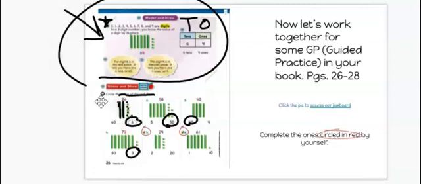The first number was 26. Everybody had to say, how many tens? 2. So what's the value of the 2? 20. How many ones? 6. So what's the value of the 6? 6. All right, so next, number 2.